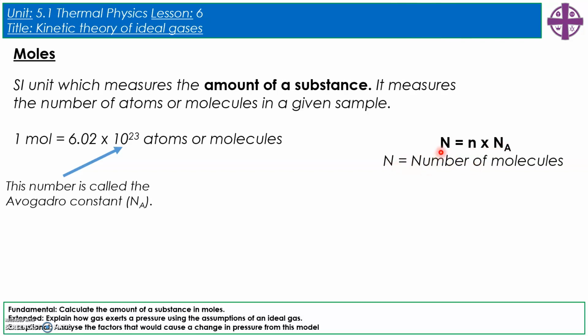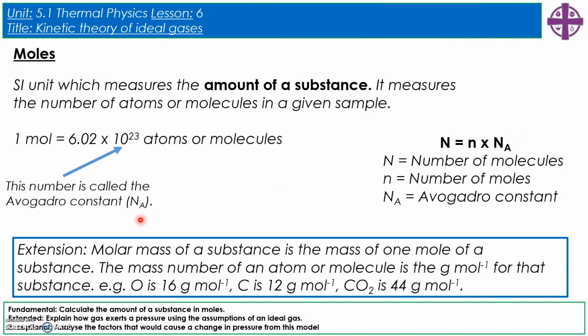Now, big N, this one here, is the number of molecules. It's the number of molecules I've got that I'm looking at. Little n is the number of moles, and Na is Avogadro's constant, where that constant is always the same number. It's always 6.02 times 10 to the power of 23. And we're going to use this equation to calculate the number of molecules from the number of moles, and also if I know the number of molecules, how can I calculate the number of moles?